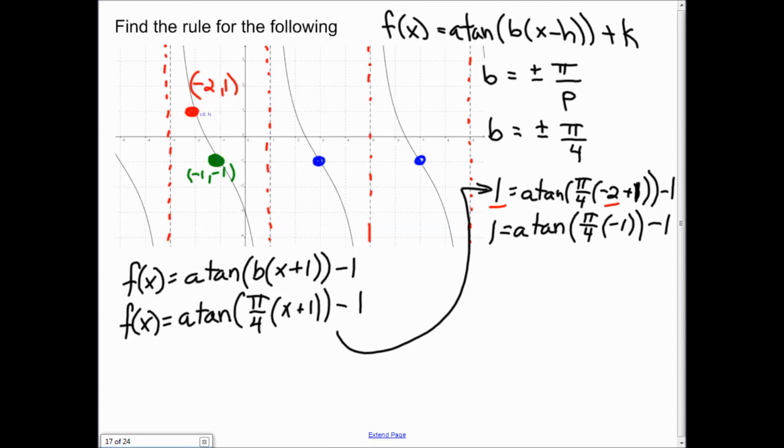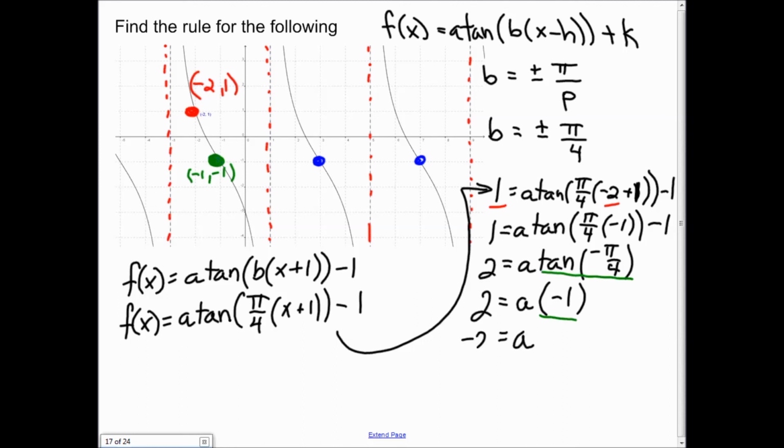And so we can start to isolate for our a here, and we'll have that 2 is equal to a times the tan of -pi over 4. Okay, so 2 is equal to a times tan of -pi over 4. And using our standard unit circle, we know that the tan of -pi over 4 is -1. So here we have 2 is equal to a times -1. And that's just coming from evaluating the tan of -pi over 4 using our unit circle. So if we have that 2 is equal to -a, then that must mean that a is equal to -2.